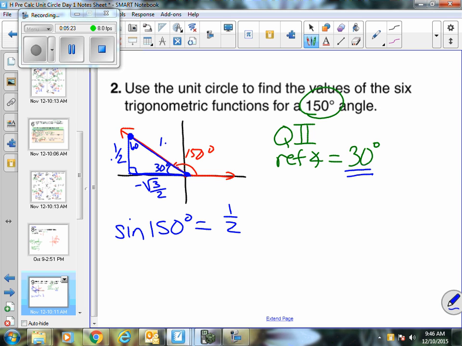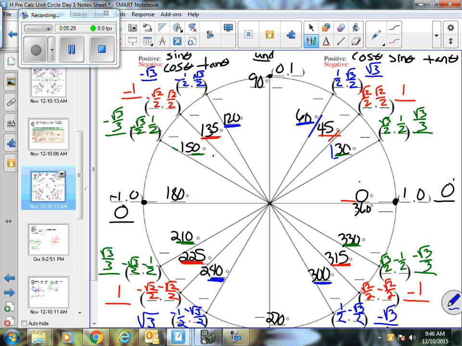It's positive because the y's are. Instead of looking at the picture though, I could have looked at my angle for 30 degrees and I could say, okay, at 30 degrees, sine is 1/2. So it's going to be exactly the same at 150 because they have the same reference angle, the same triangle.